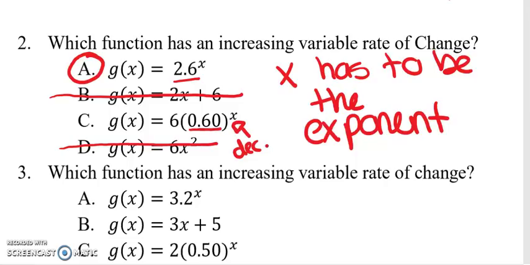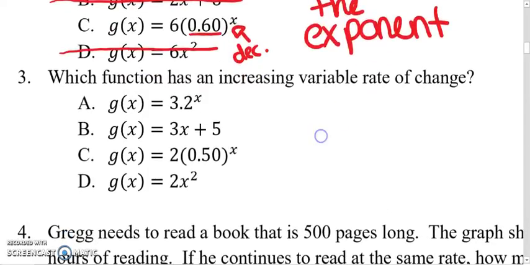So we're going to practice one more time. Number 3, which function has an increasing variable rate of change? So first off, let's start by eliminating what we can get rid of. I could see that I have 3.2 to the x power. So far that's an option. Next one is 3x plus 5. That's actually a linear function, so it is not our answer.